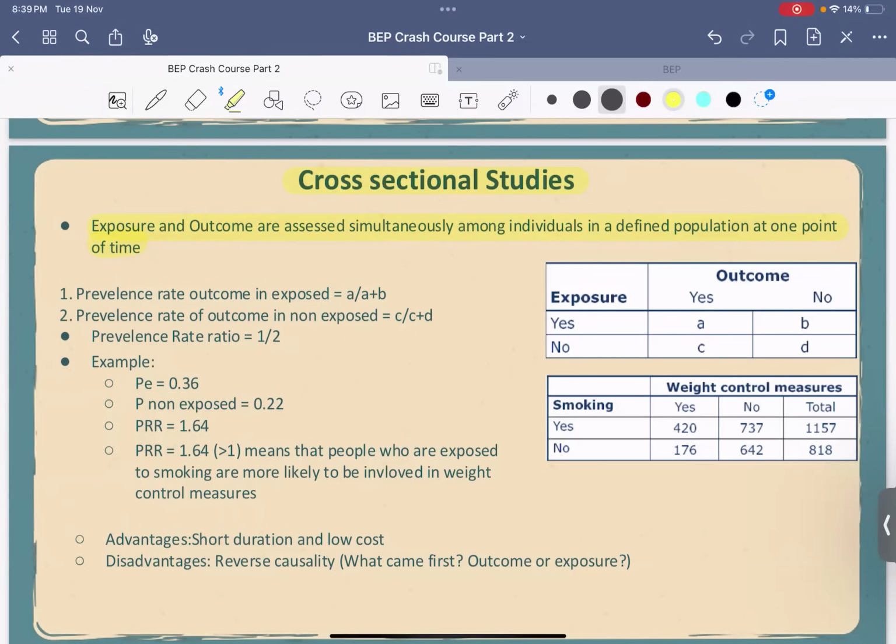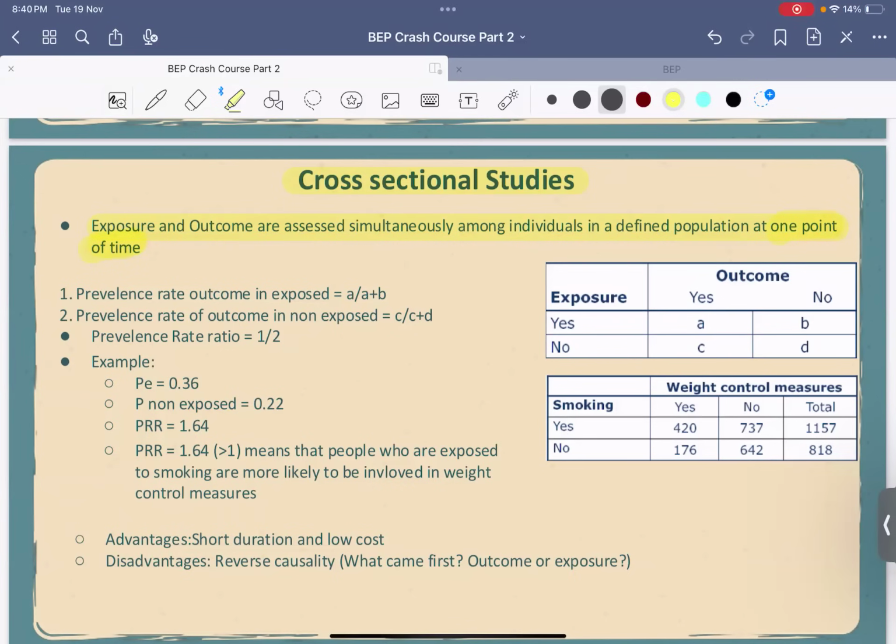Yes. Do you have the outcome? Yes. At the same time. You have the exposure now, and then I look later on if you had the outcome, or I go back to your medical records to see if you had the exposure. Okay, so you understand what I'm getting at. Exposure and outcome are assessed simultaneously. This is the key word. At one point of time, this is another keyword.